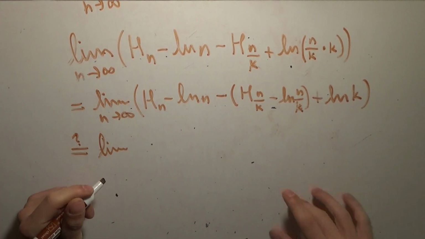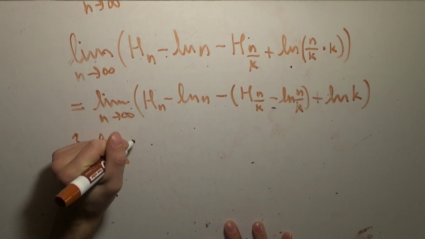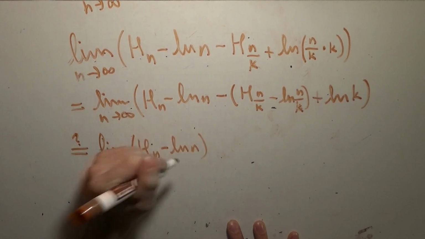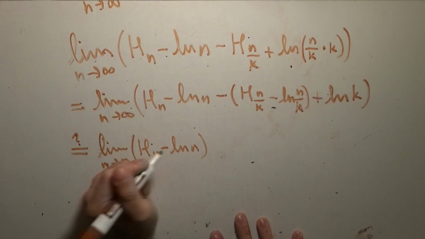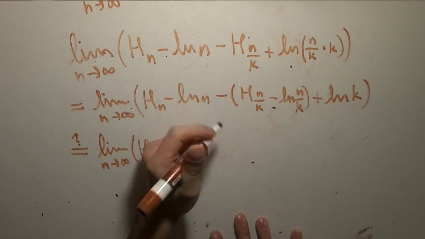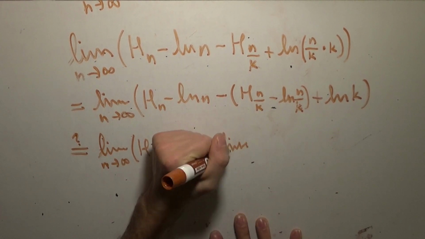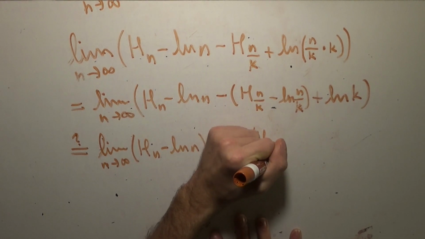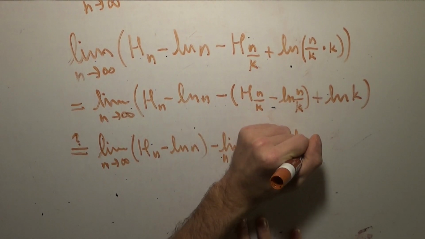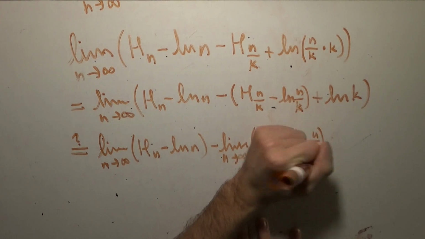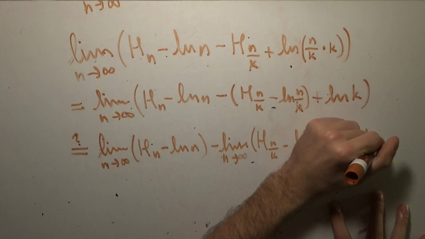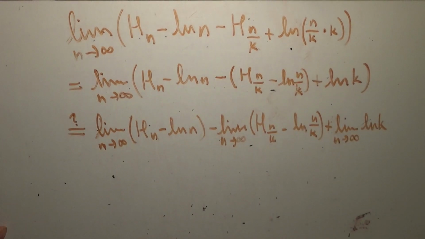So I'm breaking this expression up into 3 different limits. The limit as n approaches infinity of just the first 2 terms, h sub n minus ln of n, and that should have been sort of obvious. And then we're going to subtract the next 2 terms as a limit. So the limit as n goes to infinity of h sub n over k minus the natural logarithm of n over k, plus the limit as n approaches infinity of the natural logarithm of k, right? So those are our 3 limits.